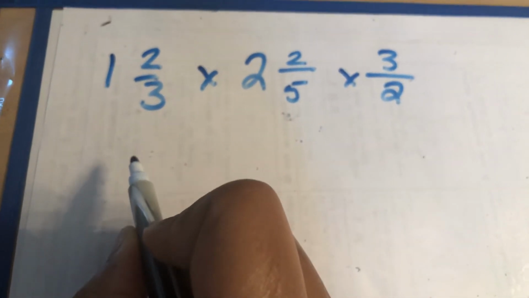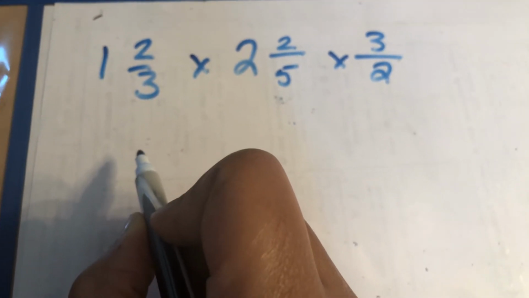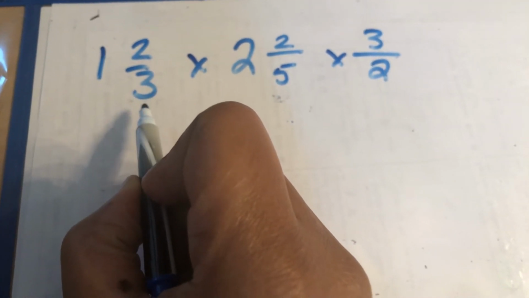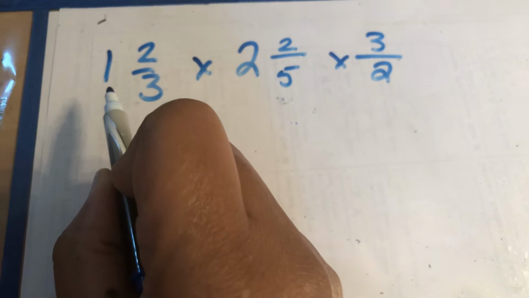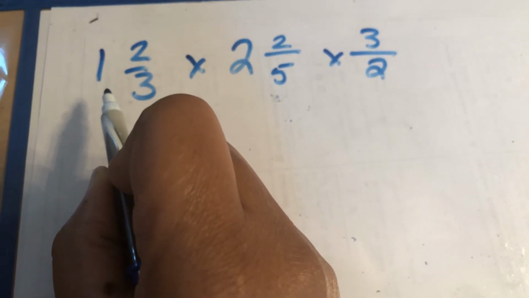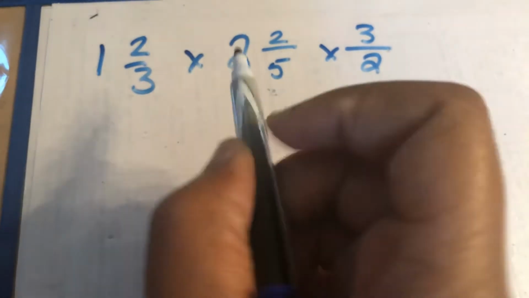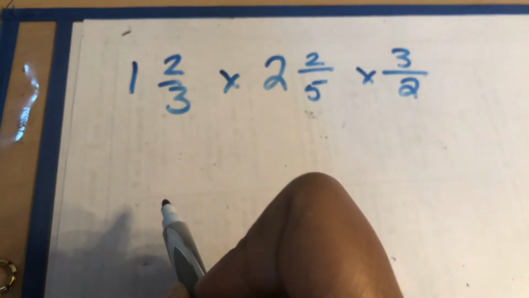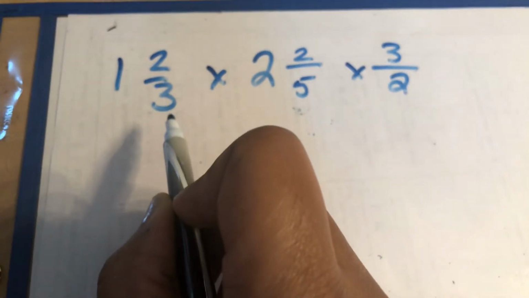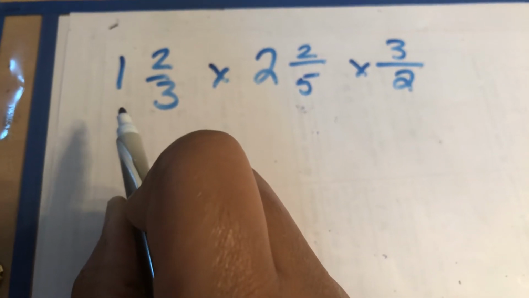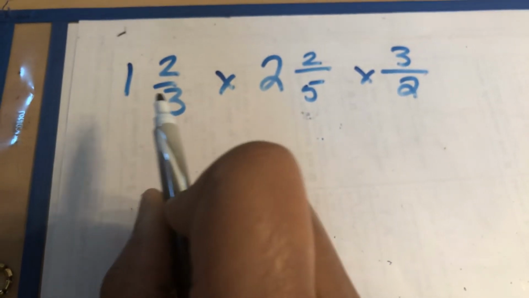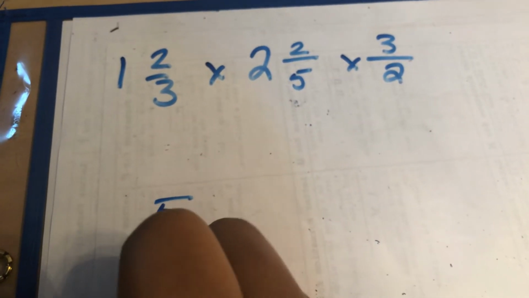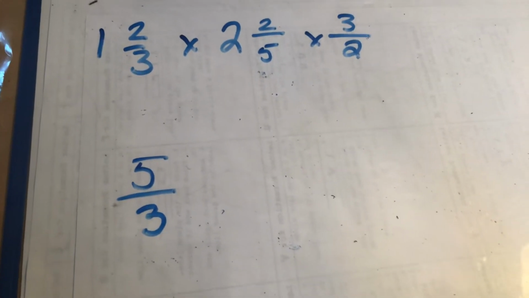Whenever you need to turn a mixed number into an improper fraction, you are going to multiply the denominator by the whole number. You will then take that product and add it to the numerator. So let me show you. If we're going to turn 1 and 2/3 into an improper fraction, that would be 3 times 1. That will give us 3. 3 plus 2 will be 5. So 5 will become our numerator, but 3 will stay our denominator.